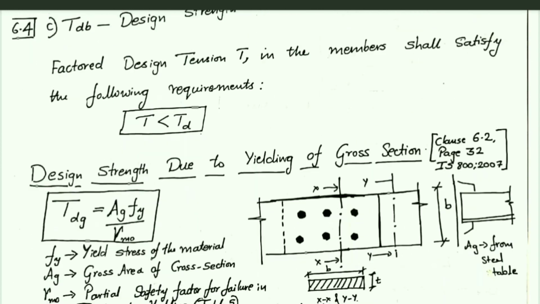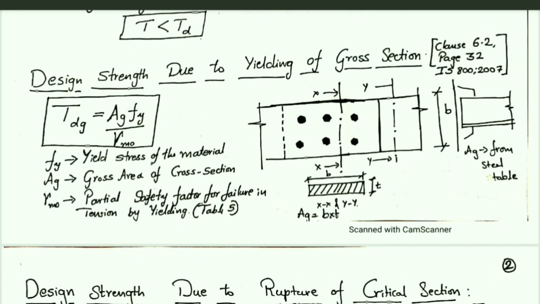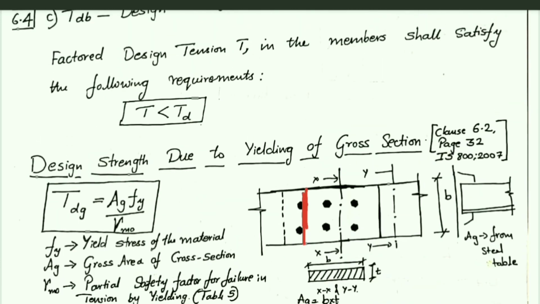What is net section rupture? Sometimes the failure may occur at this line, where the bolt is present. Since holes are present there, the area of the member reduces at this line, and this section becomes a critical section, so the failure may occur at this point too.